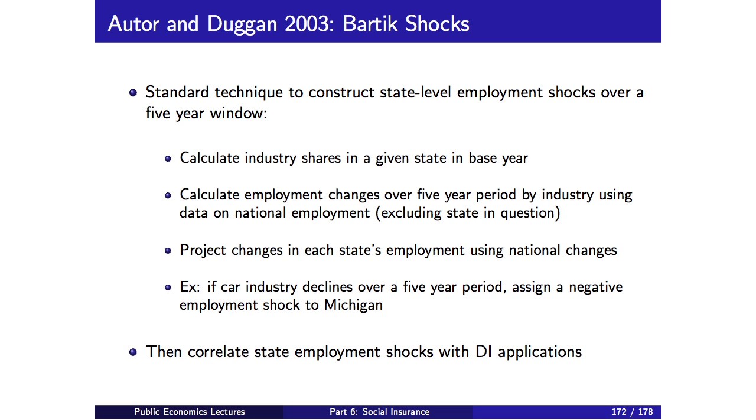First, calculate industry shares in a given state in the base year, like let's say 1990. So what fraction of the state is in the auto industry, what fraction is in each industry, right? Then calculate employment changes over some period, they use a 5-year period, by industry, using data on national employment, okay? So this is the key thing, that you're using national employment changes.